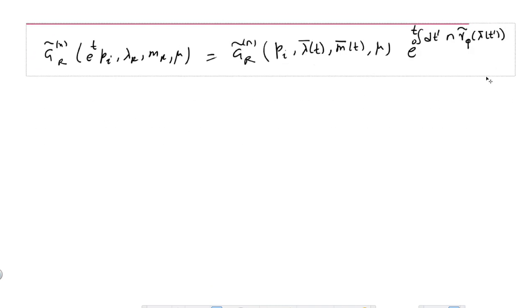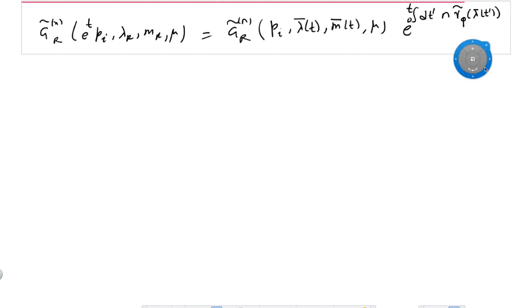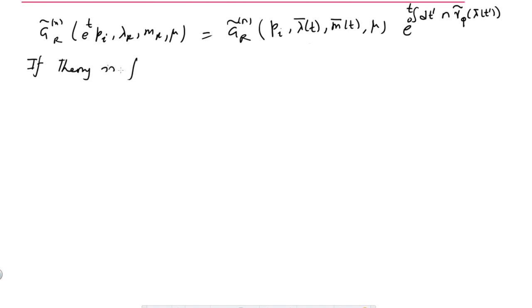We have got a little bit of pink, but that's not going to disturb us. So if the theory is finite, okay, no renormalization required, then what do we get?